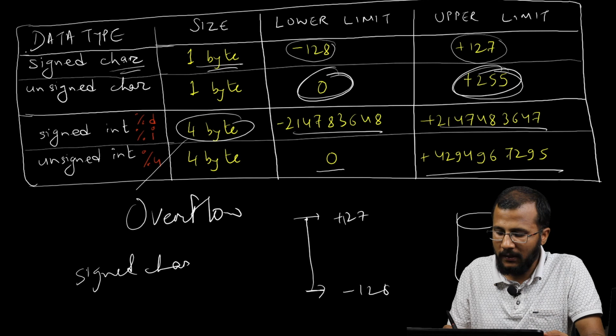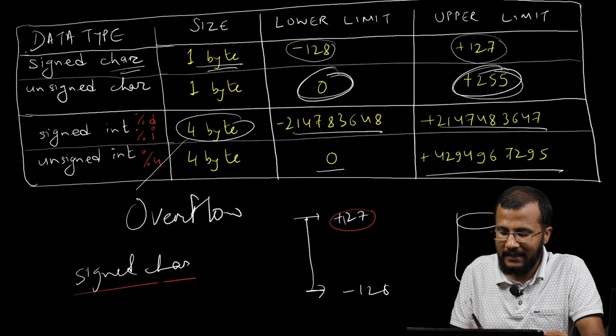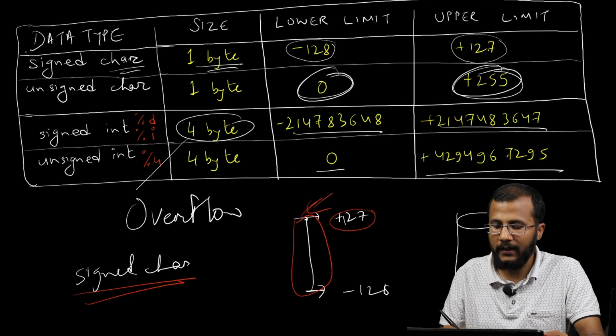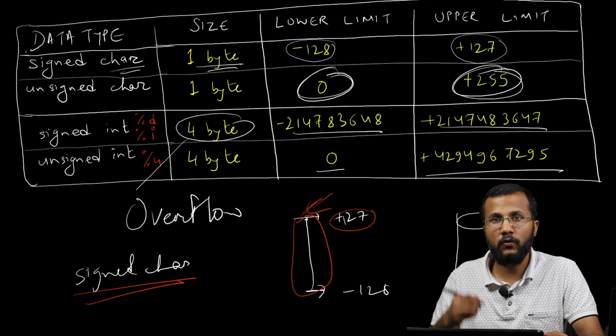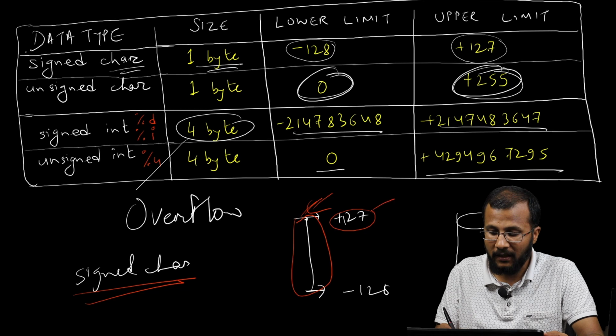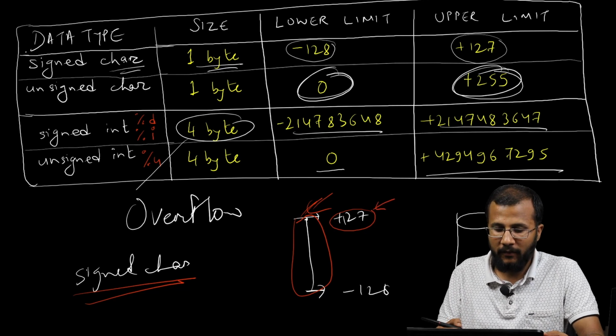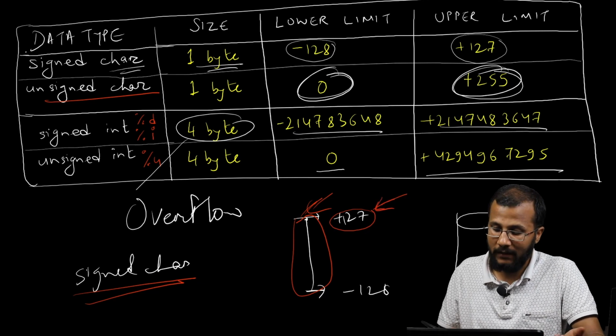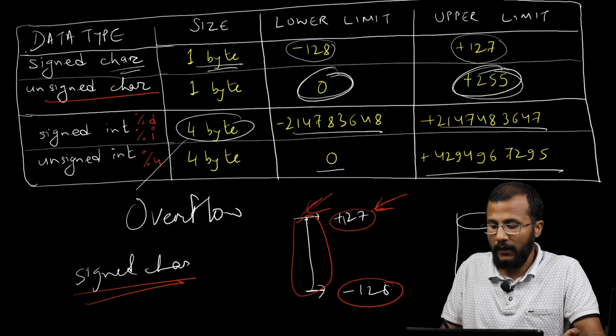If I want to store a number that is bigger than plus 127 in a signed char, that would be an overflow. It will actually overflow. Okay, so that is not allowed. If you have to store something bigger than plus 127, then maybe you have to go for unsigned char, because signed char will only be able to hold a maximum value of plus 127 and a minimum value of minus 128.